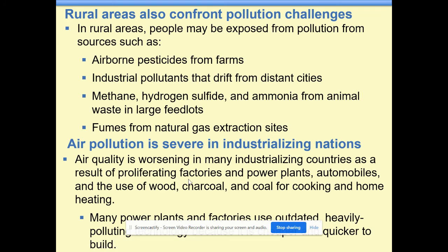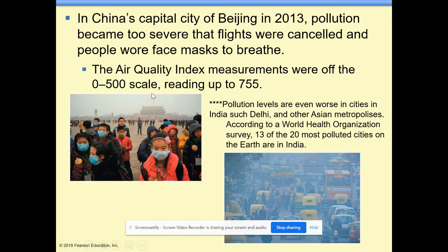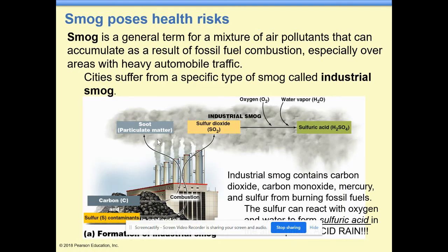Industrialized countries can start to open up factories and produce a lot of energy for their countries. But if the laws don't sort of match the growth, then you have a lot of air pollution being produced at a very fast rate. We get a lot of air pollution, for example, in China and in Delhi. These are two pictures here of cities that are dealing with air pollution all the time, wearing masks, canceling flights, having stay indoor days.